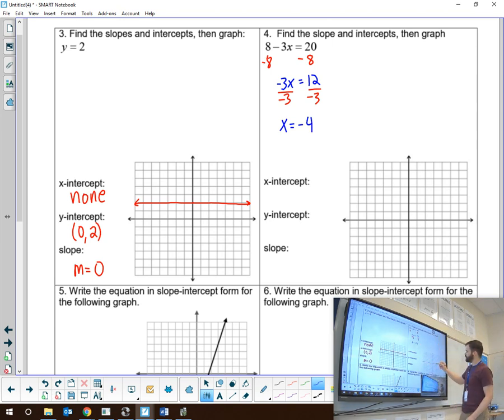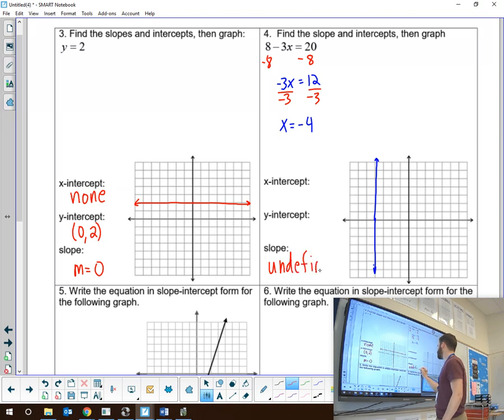So in other words, we're going to have a straight up and down line at x equals negative 4. Now this straight up and down line doesn't have a slope. It doesn't have a slope at all. It's just straight up and down. In fact, since it's stacked on top of itself like that, its slope is actually going to be undefined.